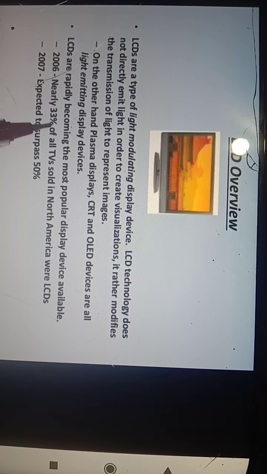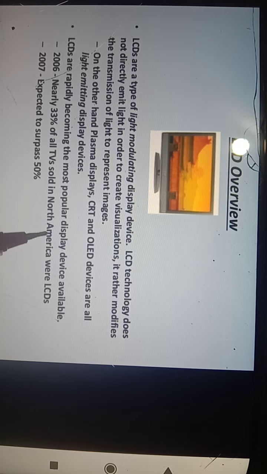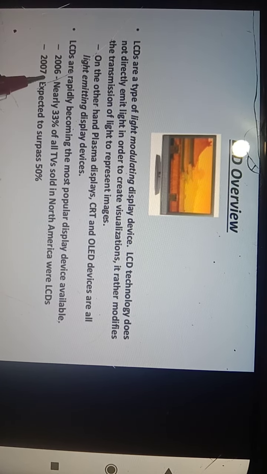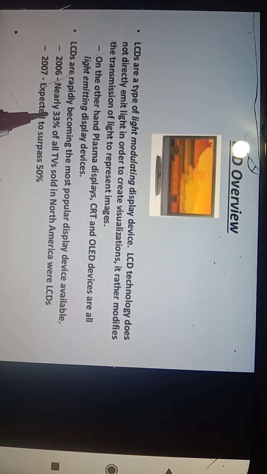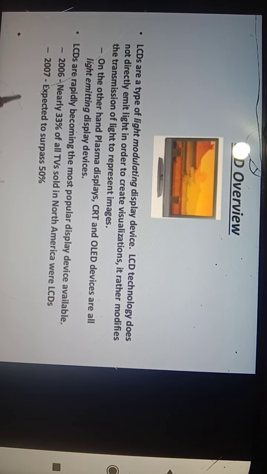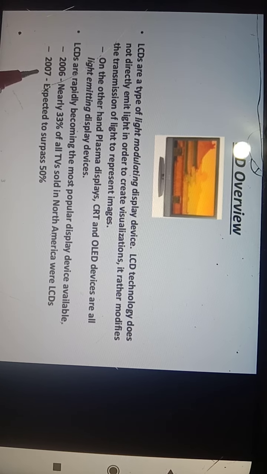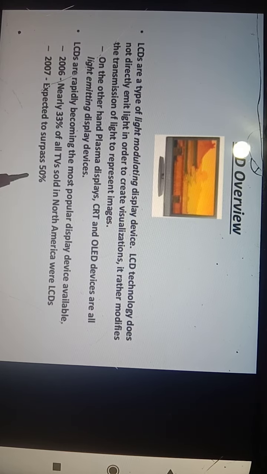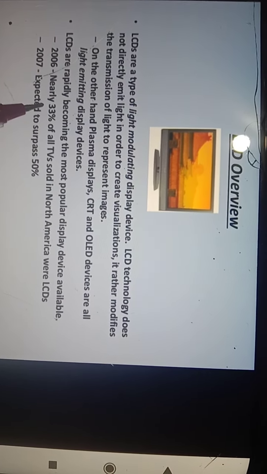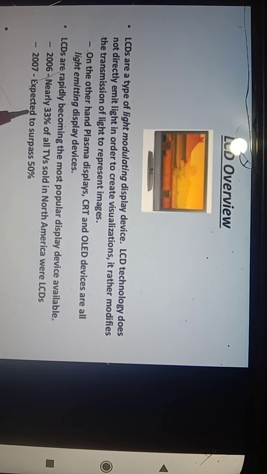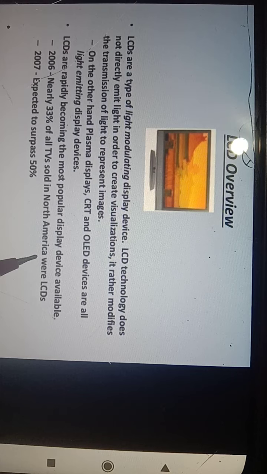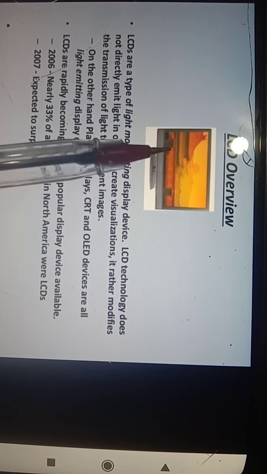LCDs are rapidly becoming the most popular display device available. In 2006, nearly 33% of all TVs sold in North America were LCDs. And coming to 2007, it was expected to surpass 50%. That means we can see that in only 1 year, the 17 percentage of TVs sold in North America is only because of LCD.